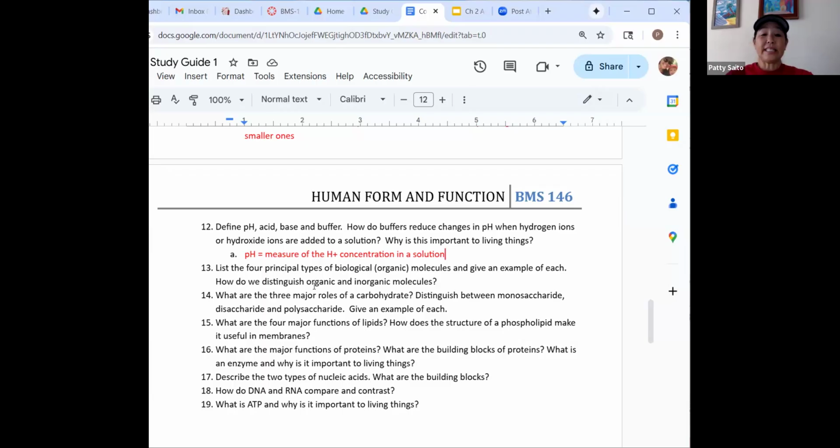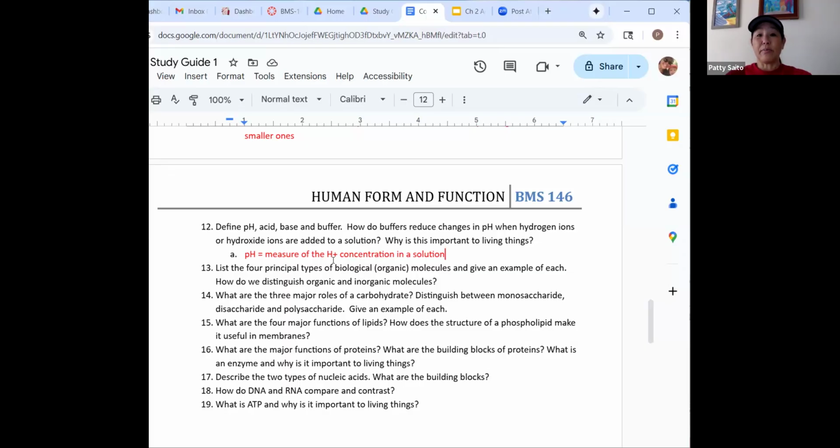pH stands for power of hydrogen. So we're talking about hydrogen ions. The power of hydrogen, or another term instead of power, I can't remember, but it deals with hydrogen ions. Okay, so this is an H+ ion. It lost its electron, its one electron, and now it has an overall positive charge.